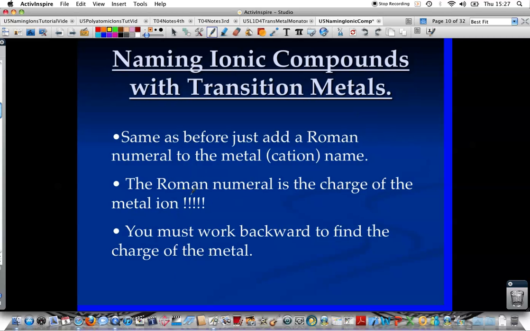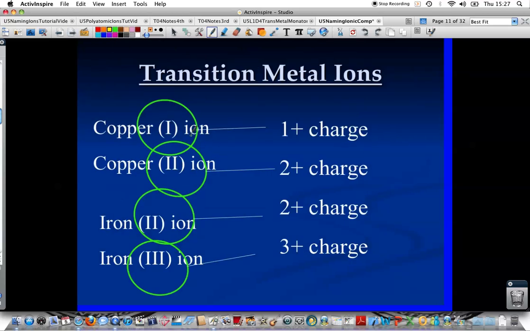We have to have a way to show the difference between iron oxide with a +3 charge and iron oxide with a +2 charge. So we use Roman numerals when writing the name of the ion. So copper with a +1 charge is the copper(I) ion, copper with a +2 charge is the copper(II) ion, and so on and so forth.